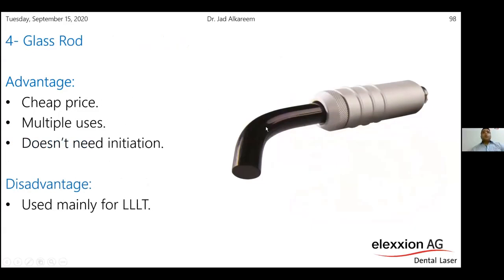Finally, we have something called the glass rod, and the glass rods are mainly used for low-level laser therapy, to treat the hypersensitivity of the tooth, and also to do bleaching. So these kinds of handpieces will not have the ability to cut, but they will only deliver a low amount of energy to the tissue to cause biostimulation or photobiomodulation.